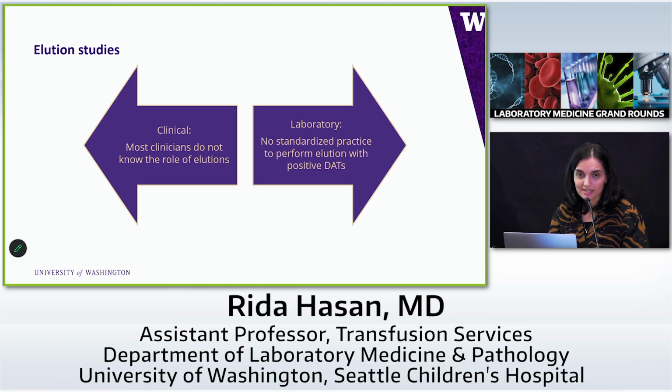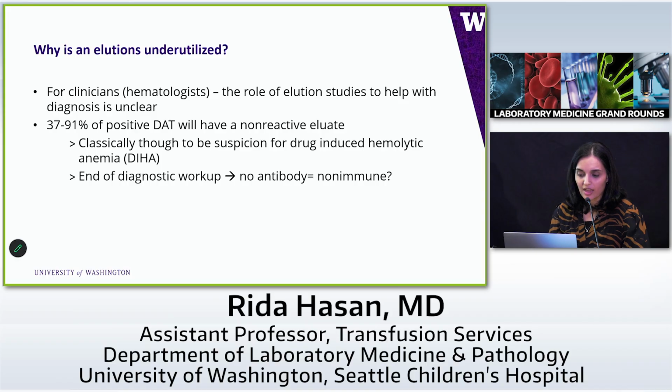Because the testing is not happening consistently, I think clinicians don't know to look for this test as a follow-up. And then the other end is that clinicians don't really know what it's going to show them. There are a lot of positive DATs that are gonna have a non-reactive eluate, one paper cited as high as 90%. And the classical thinking has always been, okay, if your patient has a positive DAT and a negative eluate, then you're thinking either a drug-induced hemolytic anemia, or a false positive DAT, and you just end the diagnostic workup because your patient doesn't actually have a real antibody. Those are the 2 big ways that people think about that situation.